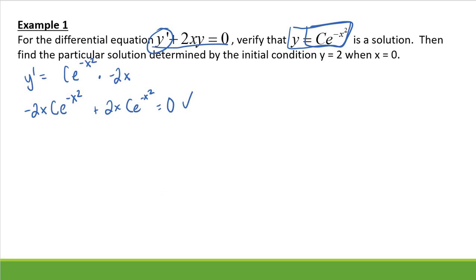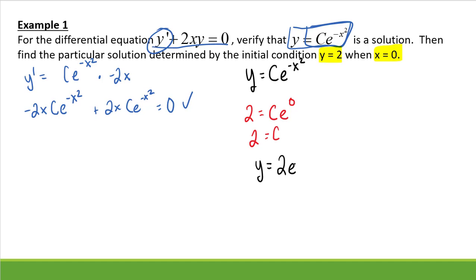Now we want to find the particular solution, so our particular curve. And we have the condition y equals 2 when x equals 0. So plug those points in. Plug in 2 for y. e to the 0 power is 1, so c gets me 2. So my equation ends up being that equation there.